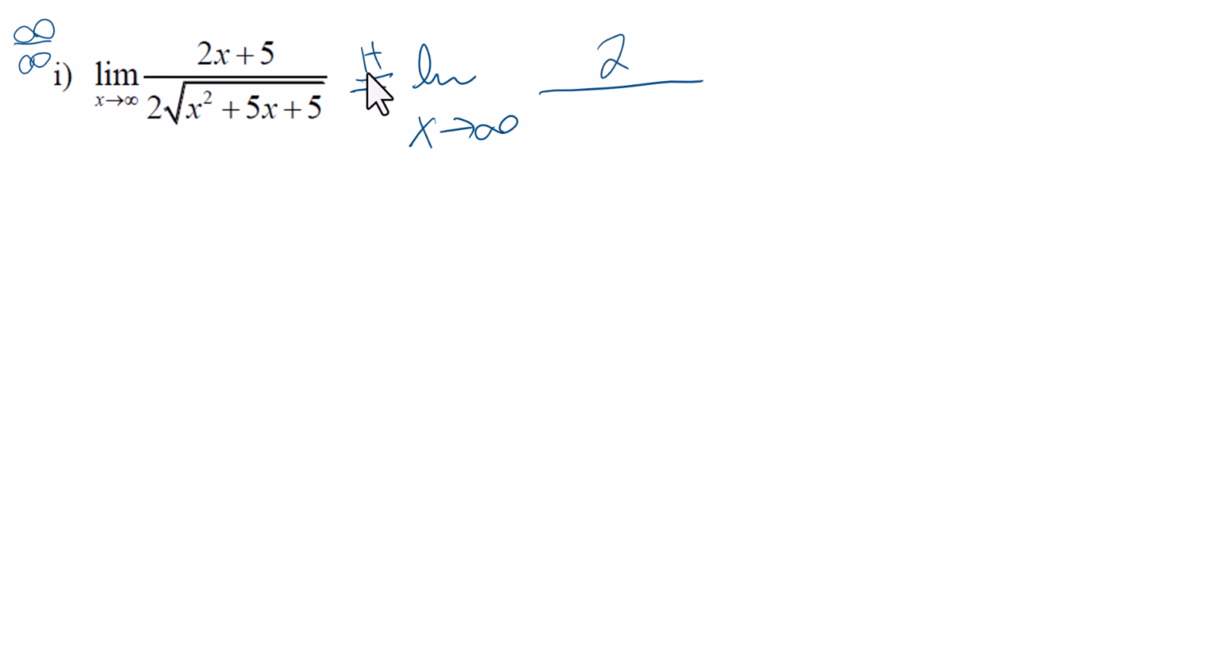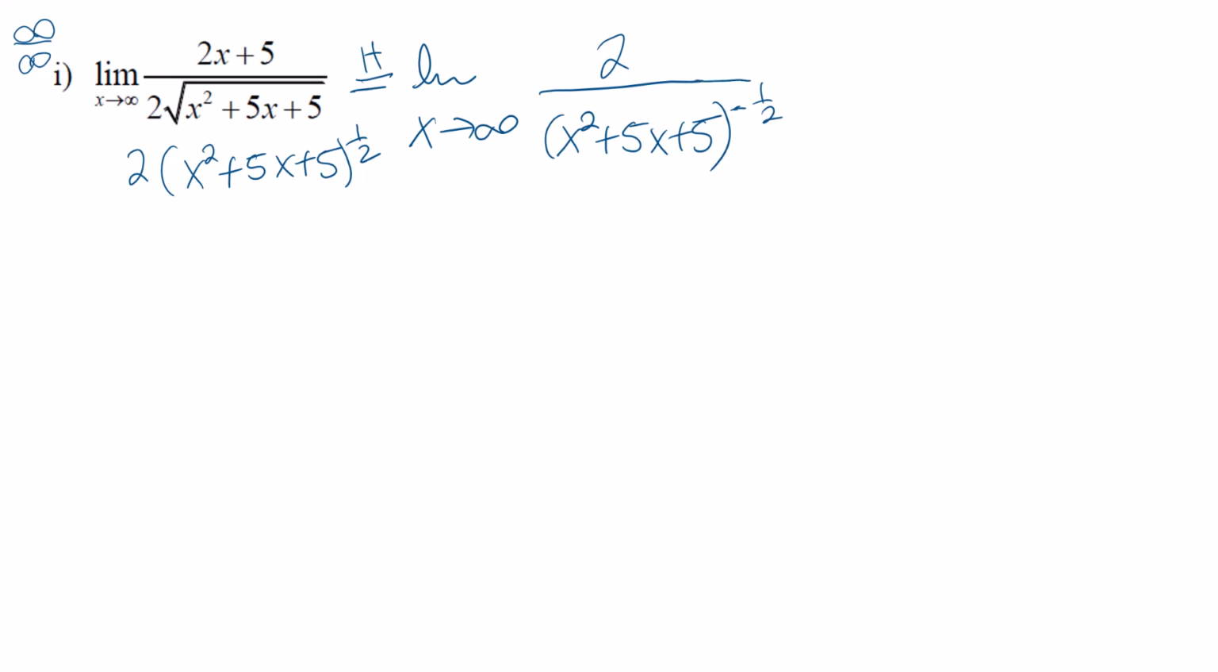The derivative of the bottom, we're going to think of this as 2 and then x squared plus 5x plus 5 to the 1/2. So for the derivative of the bottom, we'll do the power out in front. It'll cancel with that 2, and then we'll decrease the power by 1. That'll make that to the negative 1/2. And then the chain rule applies, so we need to multiply by the derivative of what's inside. That's going to be 2x plus 5.